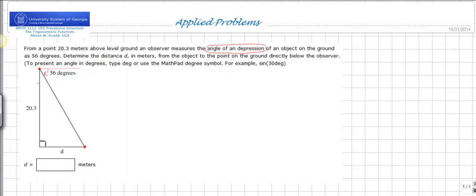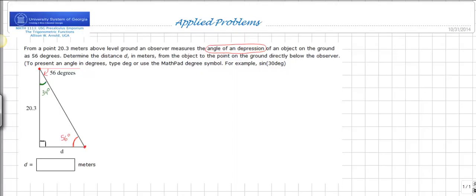Now, several ways you could look at this. You could look at the complementary angle here, or you could look at alternate interior angles and say that the base angle is 56 degrees. Okay, so if you use the complement over here, you would have had 34 degrees. So you can use either the 34-degree angle or the 56-degree angle along with the vertical height 20.3 and the base d. So you want to find d.